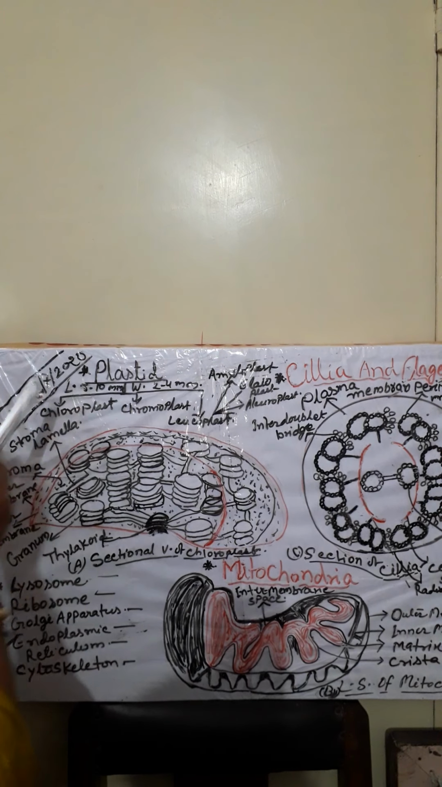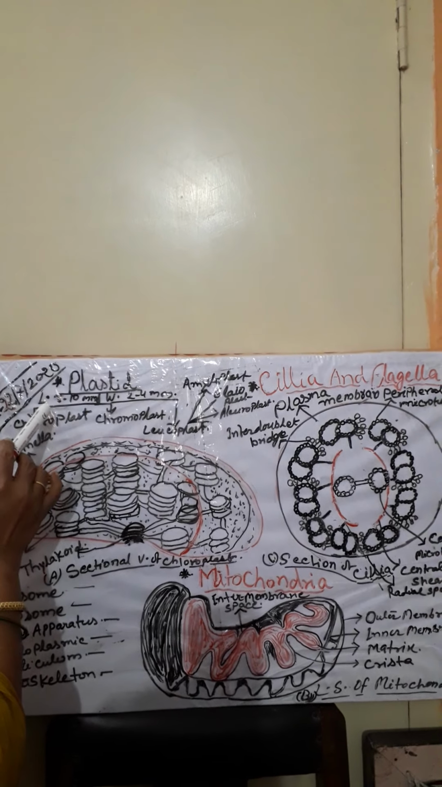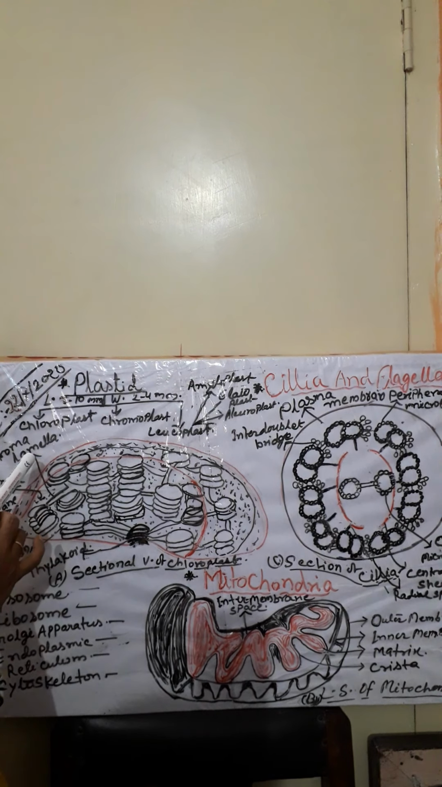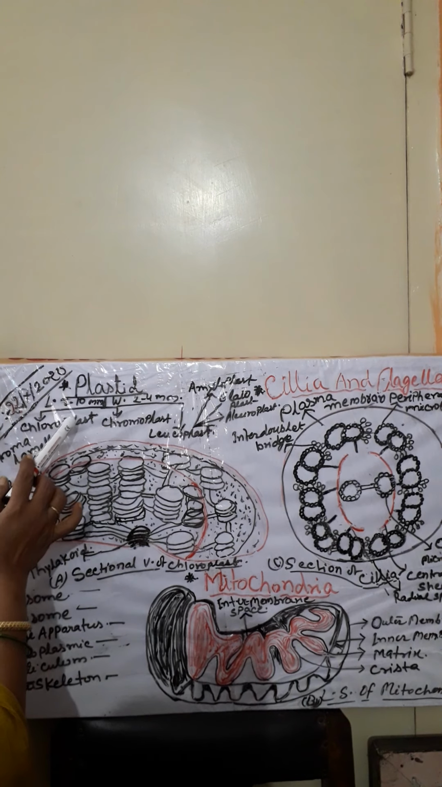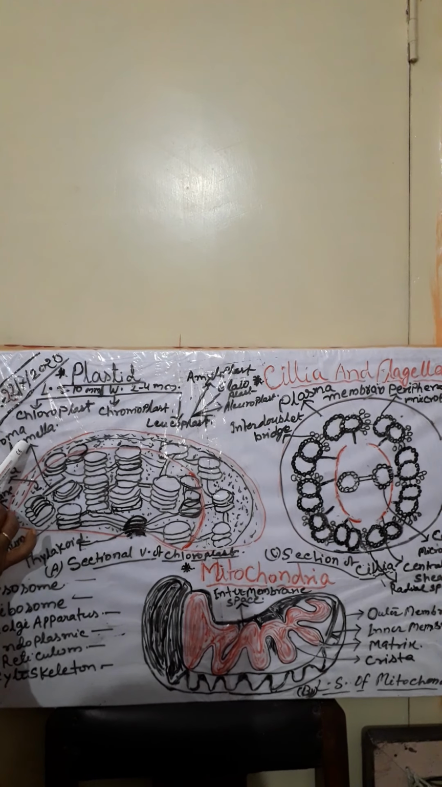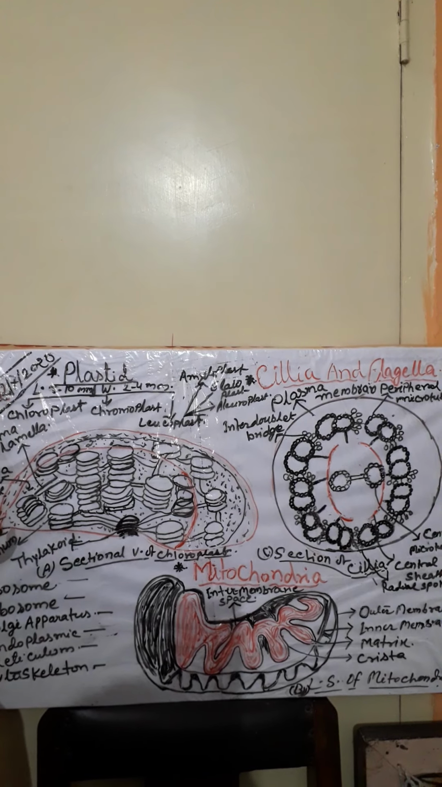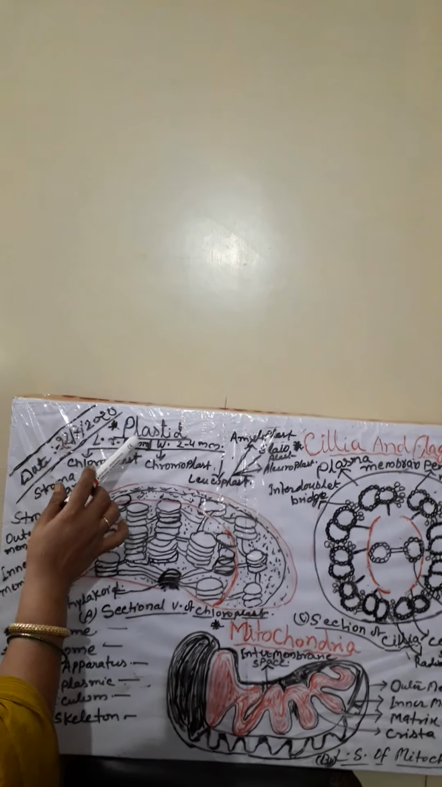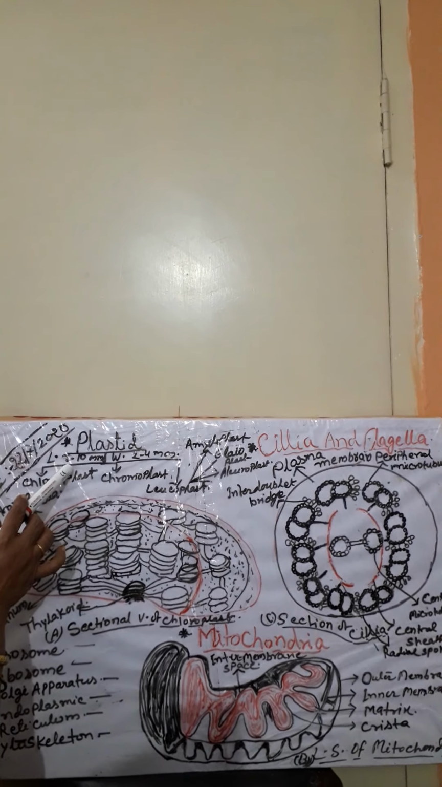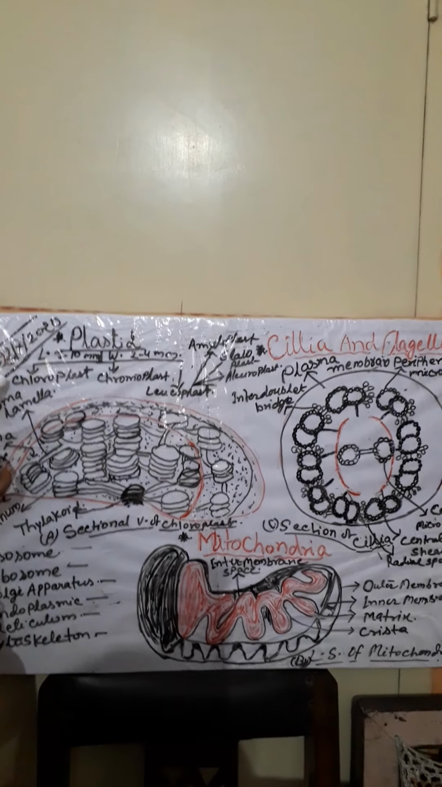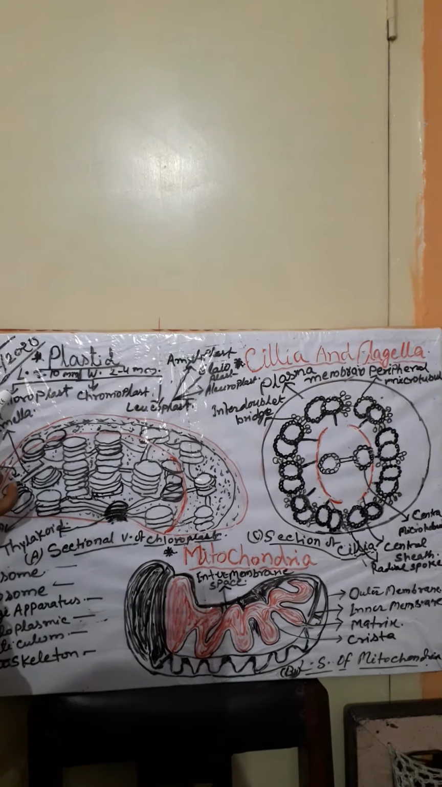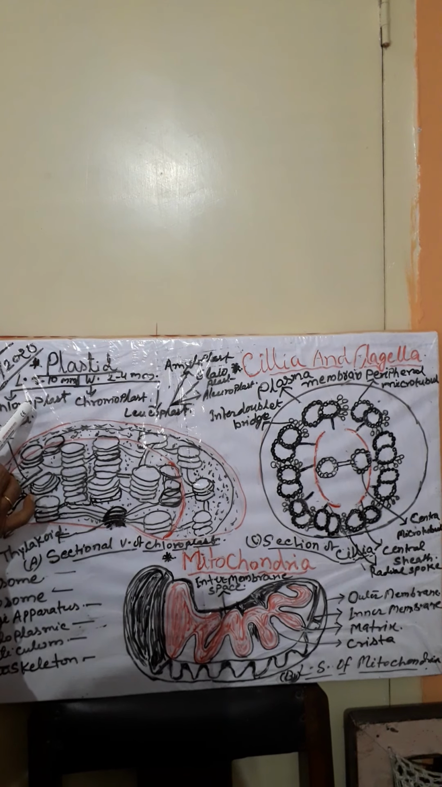Plastid. Plastids are found in all plant cells and in euglenoids. These are easily observed under the microscope as they are large. Plastids are large in size. They bear some specific pigments which impart a specific color to the plants.